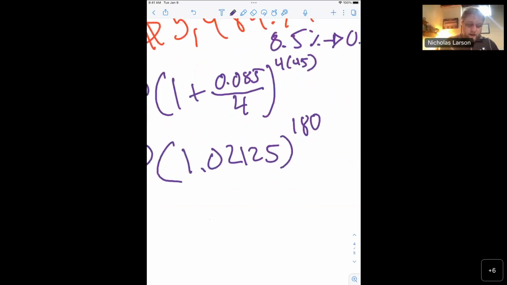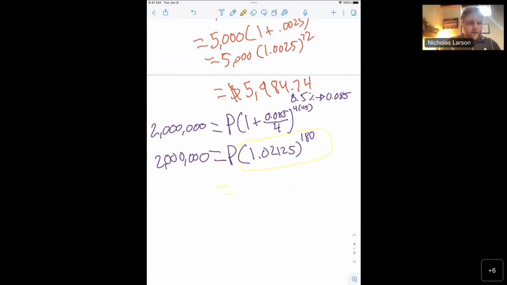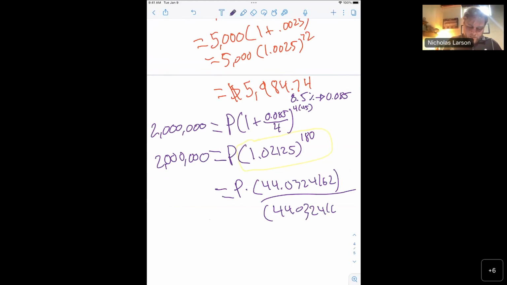I'm going to go ahead and calculate this number right here. 1.02125 to the 180th power is going to give me P multiplied by 44.0324162. Again, I don't really want to round it right now, but I'm going to divide this out on both sides. Okay, I'm going to divide this over here as well.